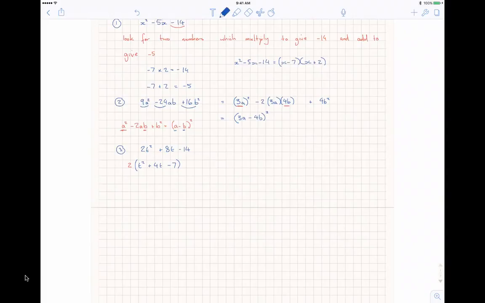If you've remembered to take out the common factor, you could use the quadratic formula. But we'll start with completing the square.